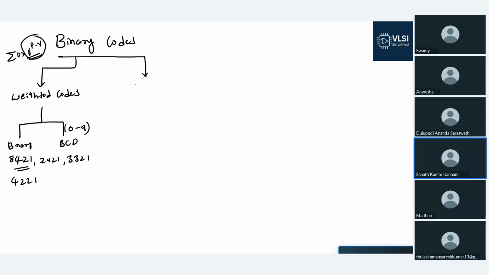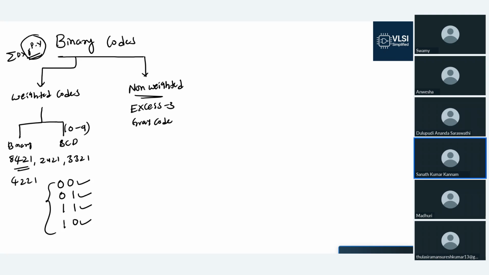And next is non-weighted codes. Non-weighted codes mean there is no positional weight for these codes, like XS3 code and gray code. Gray code means what? In the K-map, we are following the gray code sequence, no? 00, 01, 11, and 10. There is no weight, so we can't say there is a value for the gray code. For XS3 also. These are non-weighted codes.